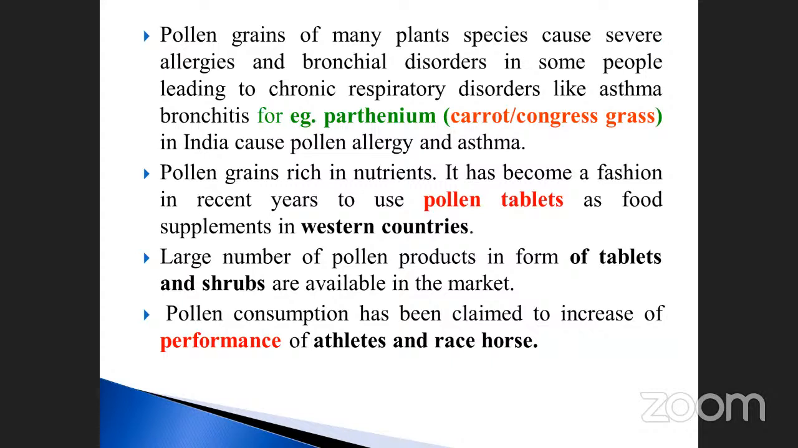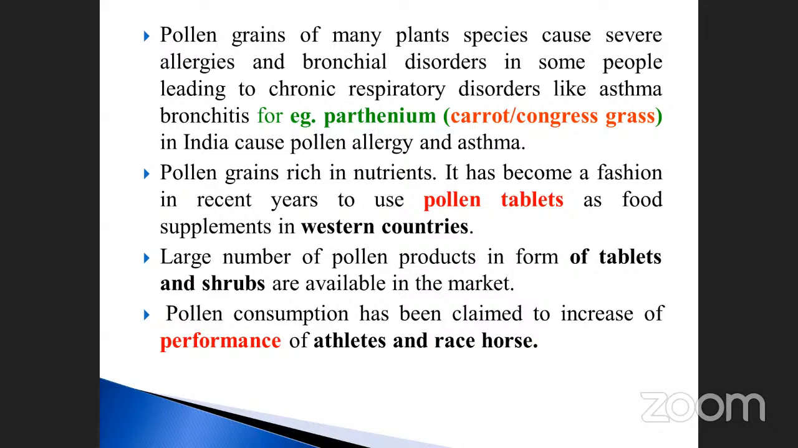See, pollen grains of many plant species cause severe allergies and bronchial disorders. Mostly the allergy means it enters through the nose only. As a result, lung disorders occur. Bronchial is nothing but one part of the lungs, isn't it? It induces allergies in some people, leading to chronic respiratory disorders like asthma and bronchitis.